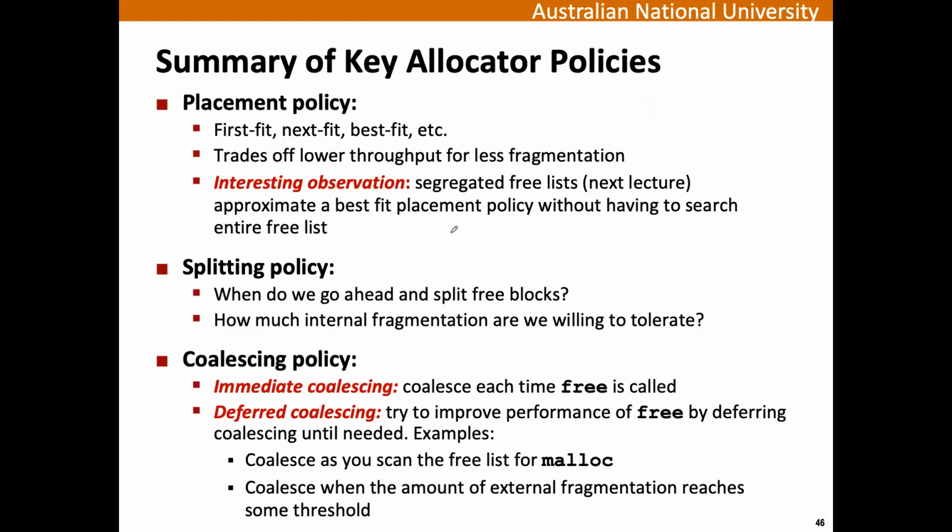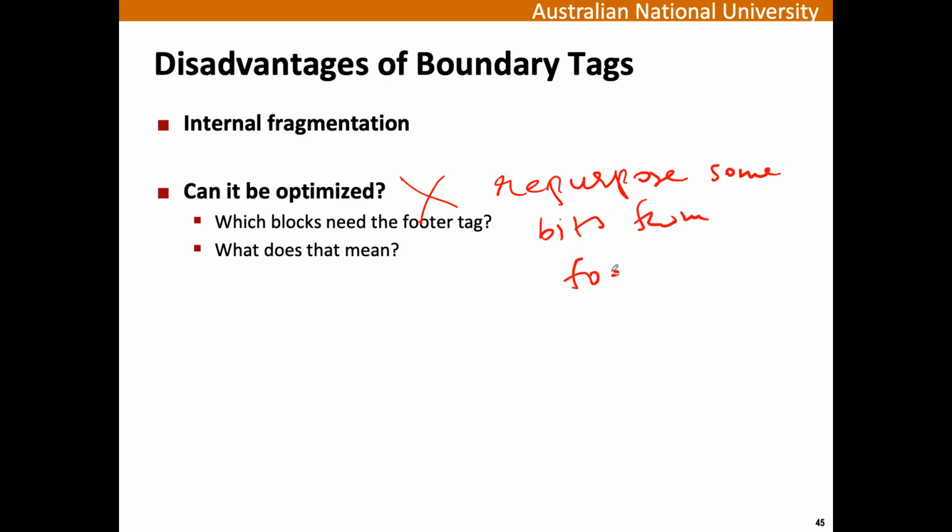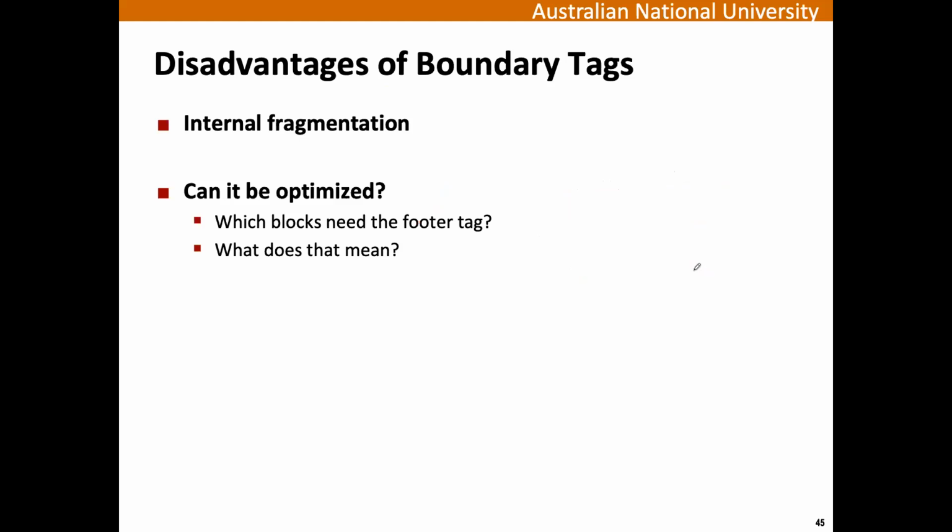Placement policies. So key allocator policies: first fit, next fit, best fit. You can think about this, but you don't have to do this optimization in this assignment. But think about if you can repurpose some bits from the footer when it is allocated or when it is free. When do you really need the footer? So it's a good thought experiment. We'll explore this in the homework.